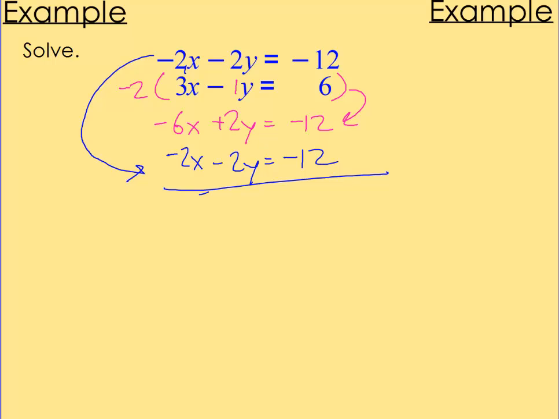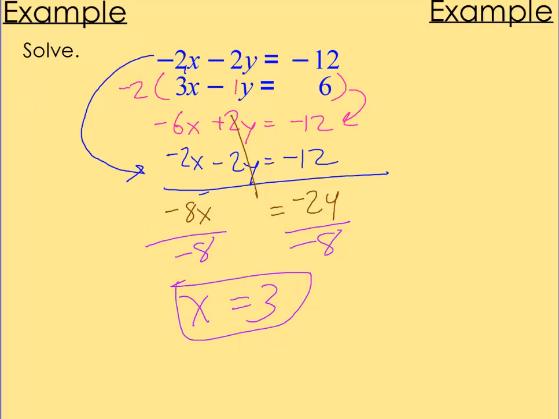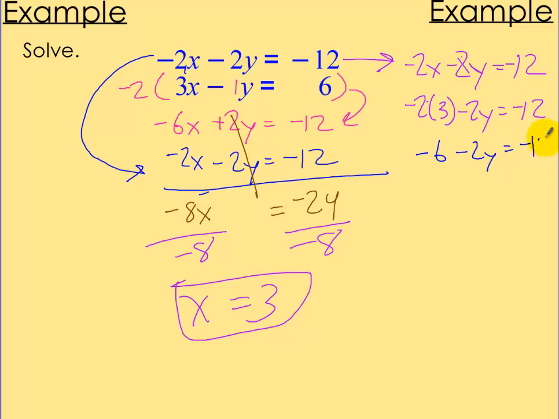Now I'm going to add up these two equations, and I get negative 6x minus 2x, negative 8x. 2y minus 2y cancels out, equals negative 12 minus 12, which is negative 24. Solving for x, I divide by negative 8, and I get x equals positive 3. So that's one. Now I have to find y, so I will substitute into one of these equations. I'll take the top one, negative 2x minus 2y equals negative 12. So I get negative 2 times 3 minus 2y equals negative 12, which is negative 6 minus 2y equals negative 12.